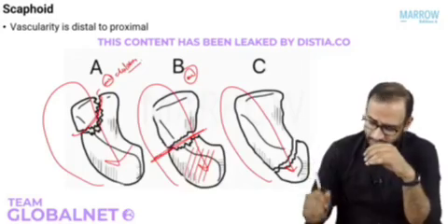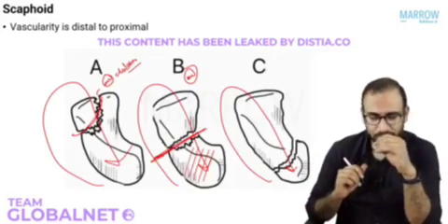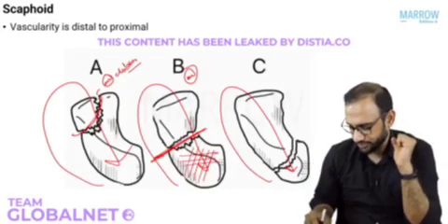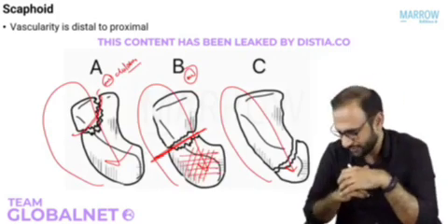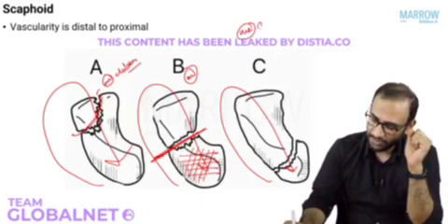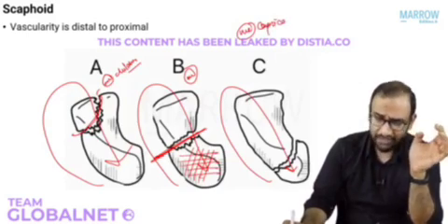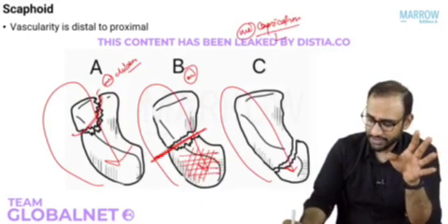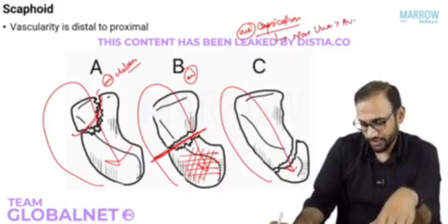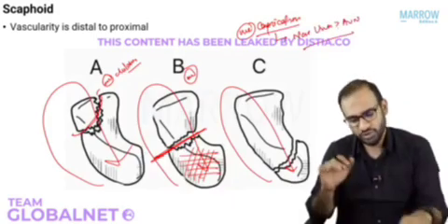Now, if there is a waist of the scaphoid fracture, which part of the scaphoid will go into avascular necrosis? Proximal pole. Proximal pole will go into avascular necrosis. Okay? 3 MCQs. 4th MCQ. What is the most common complication? Again, everything is written. Just listen. What is the most common complication? Non-union. Yes, non-union more than avascular necrosis is the most common complication.